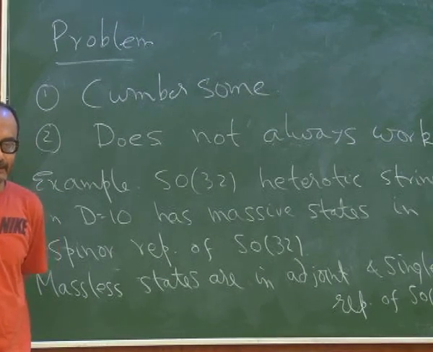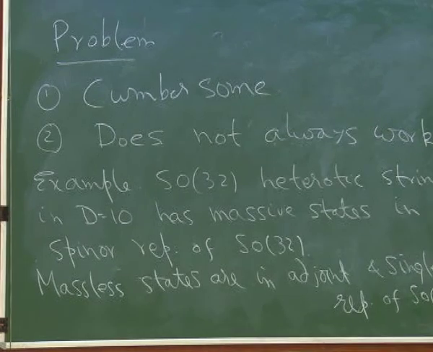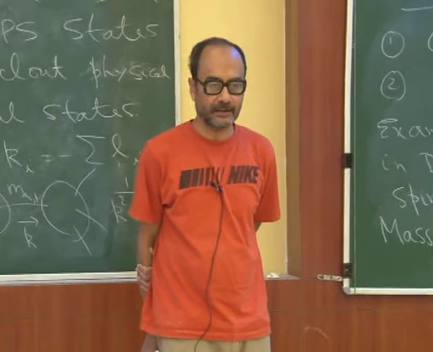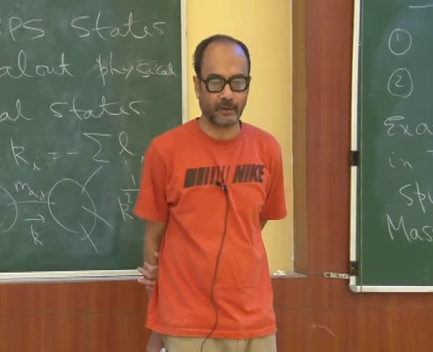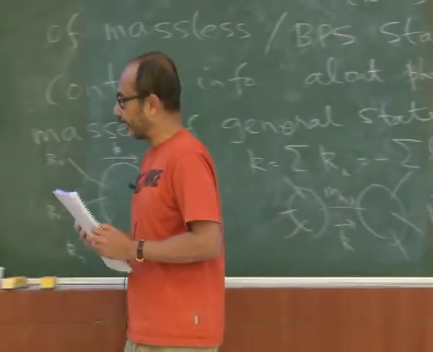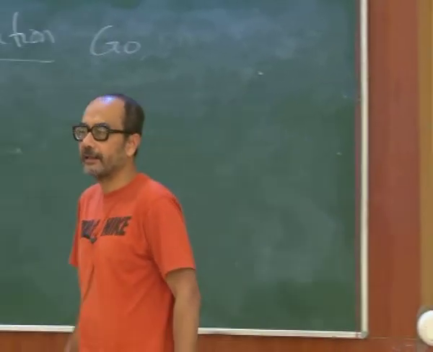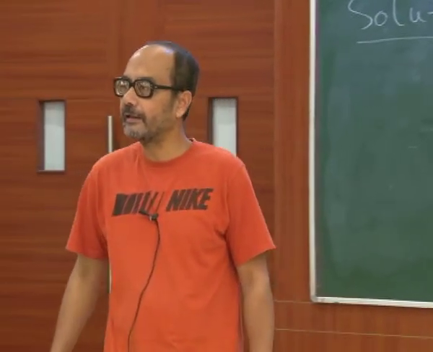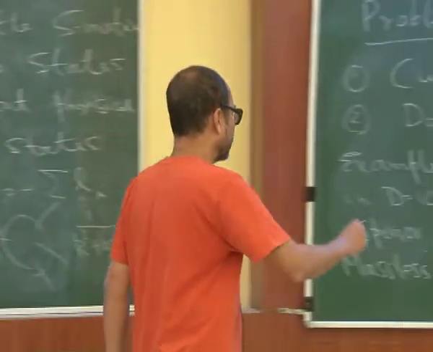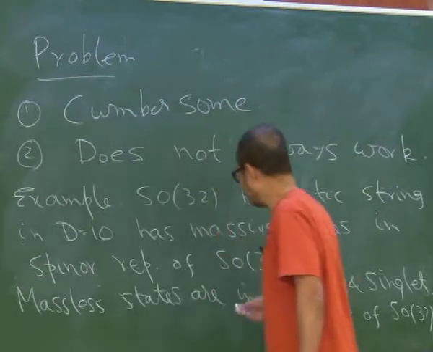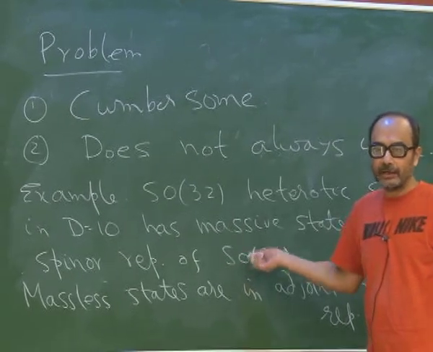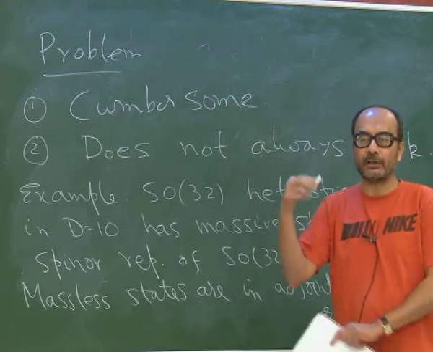And the point is that one loop you can do it because beyond one loop there is a systematic procedure. So you cannot even start asking that question unless you develop a systematic procedure. If you take SO32 heterotic string in 10 dimensions, we know that it has massive states in the spinor representation of SO32. And all the massless states are in the singlet and adjoint representation.